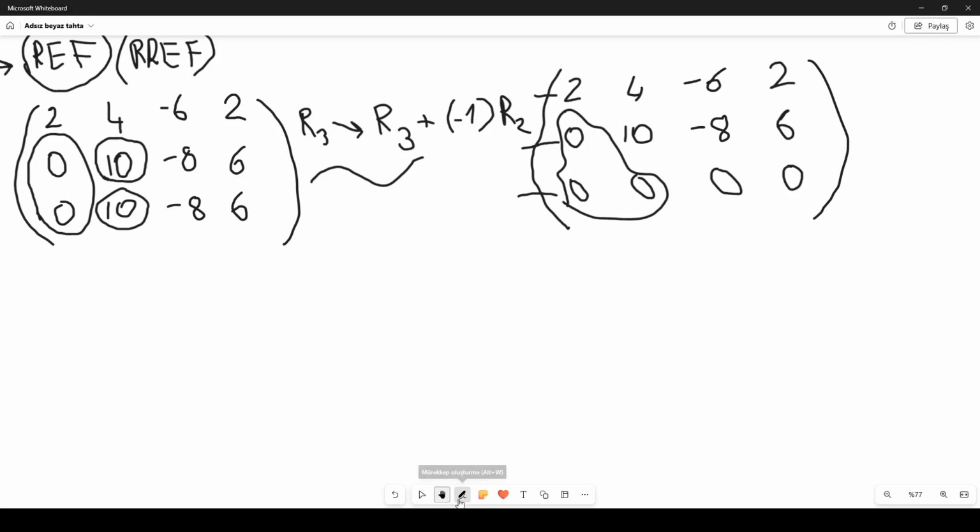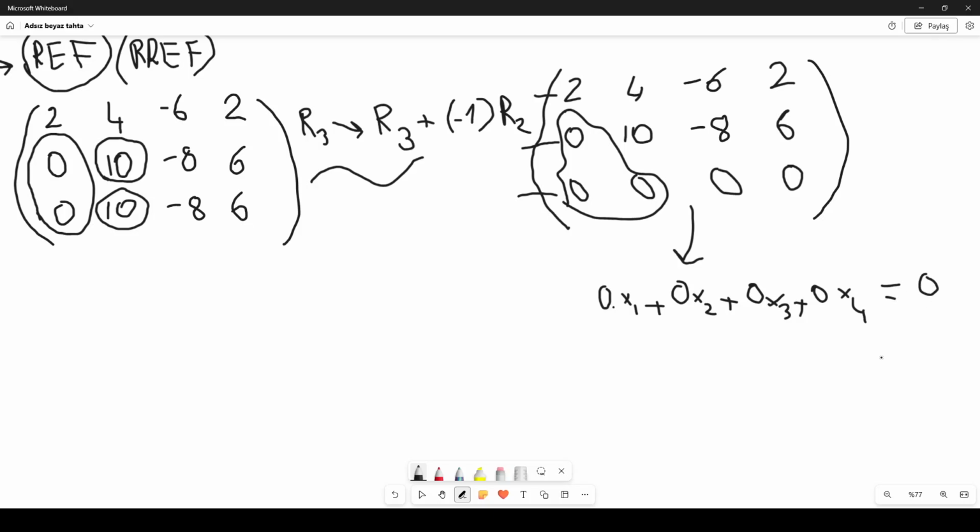Well, it is simple to observe that. Just take a closer look at the very last row. What we have is something like 0 times x1 plus 0 times x2 plus 0 times x3 plus 0 times x4 is equal to what? Is equal to 0, right? We didn't write it, but we know that there is a right hand side value of 0 on the right hand side of each equation.